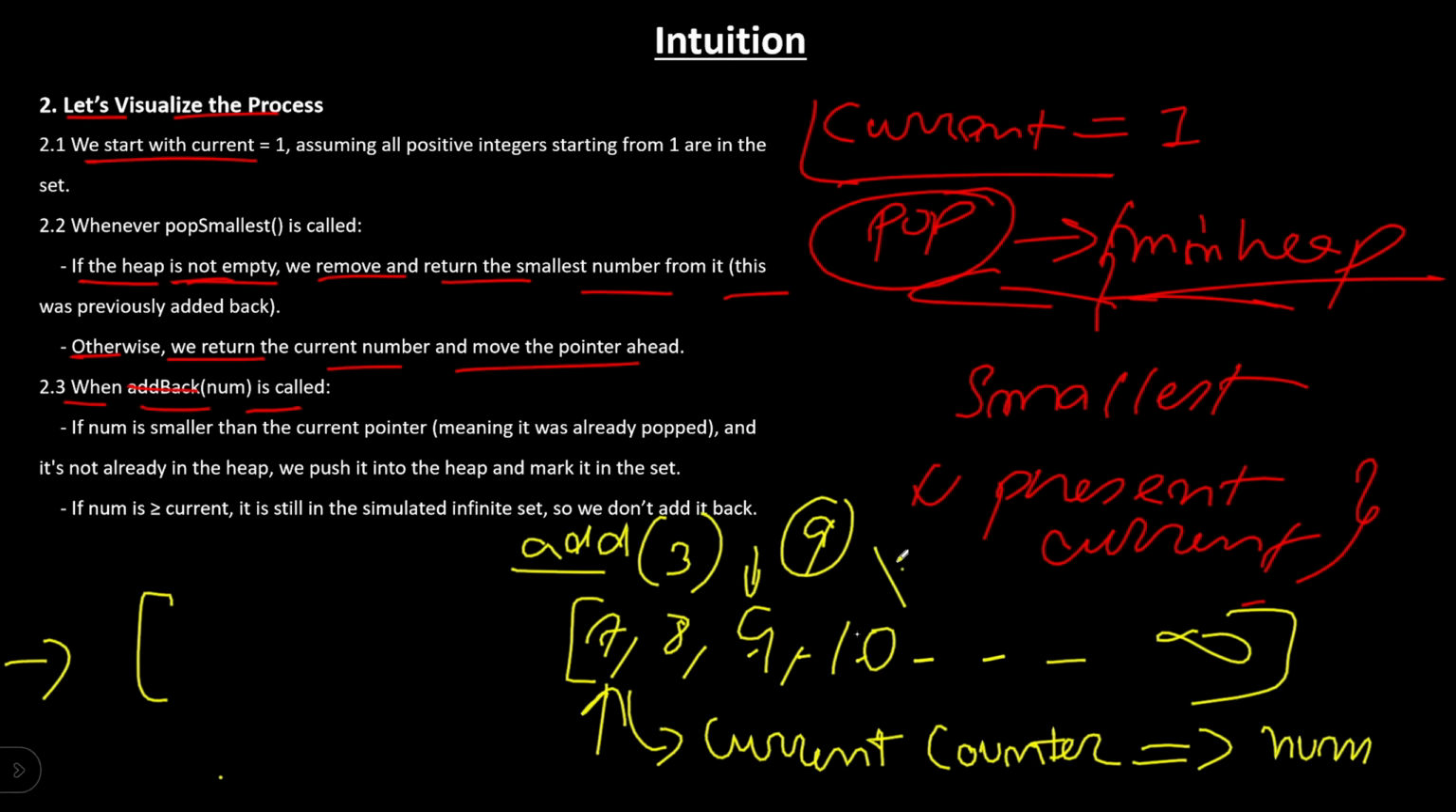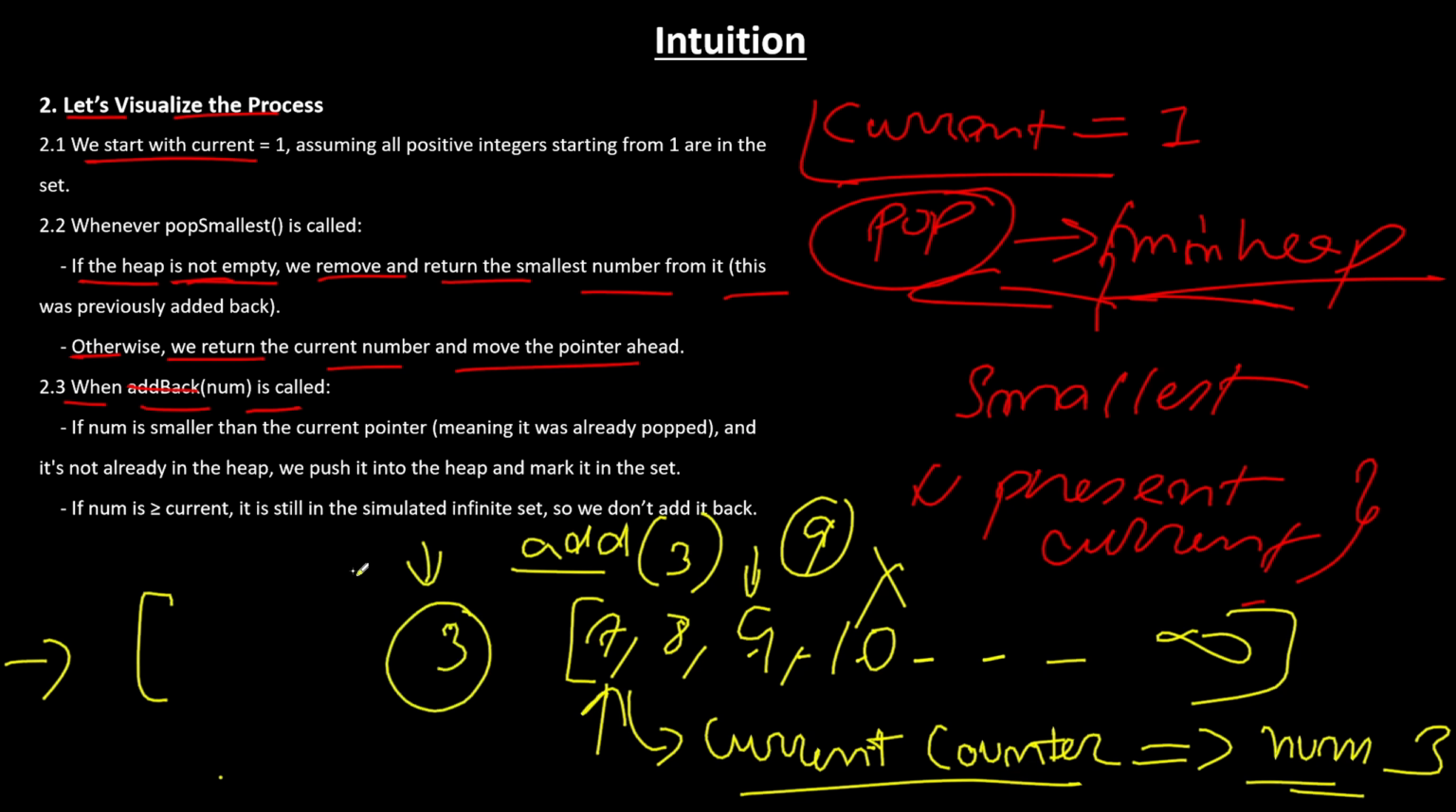That's why it's not possible to add. But if I say, please add 3, and the number 3 is less than the current counter, you will be able to add 3, because this says that you have already popped 3. First thing. Second thing, it is smaller than the current value. This says that we have not crossed this number, or we have not popped anything after this number. You're getting my point in that scenario.